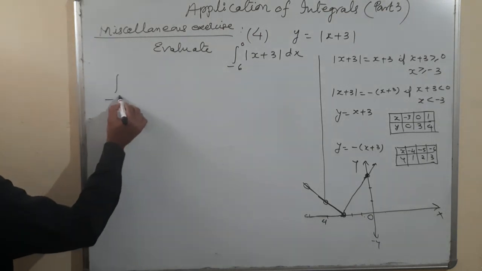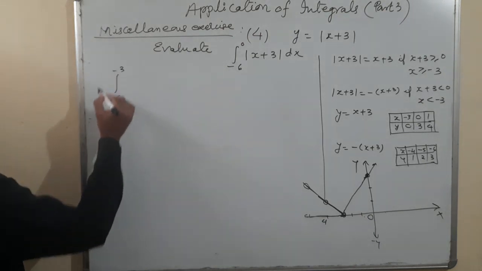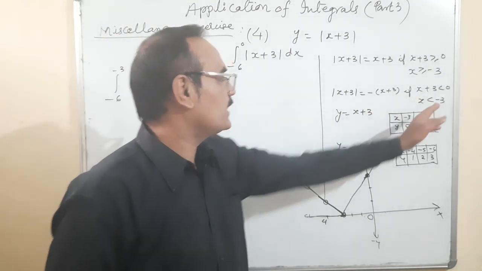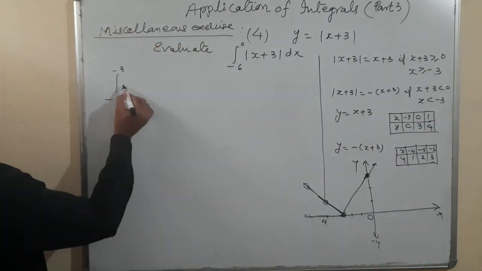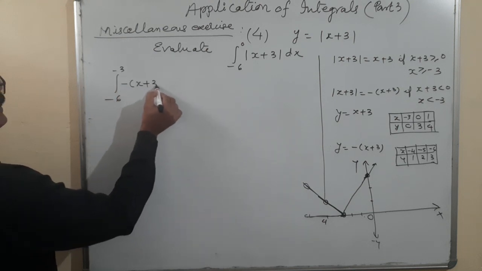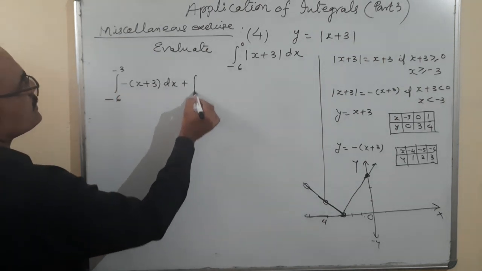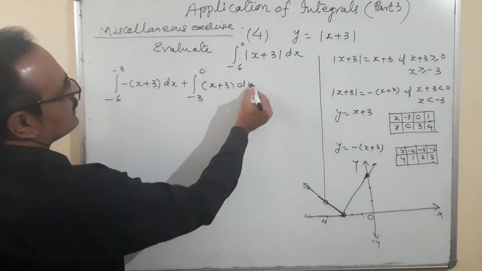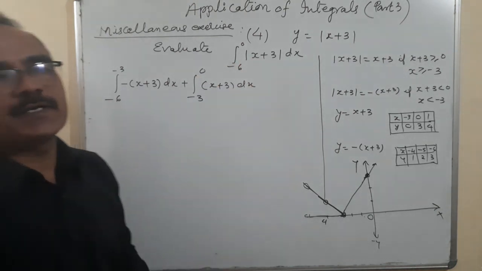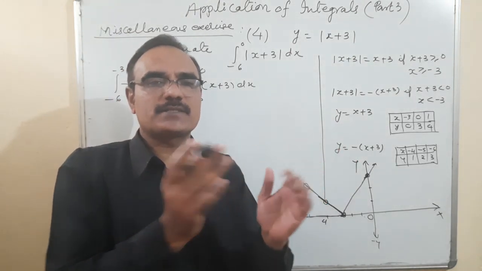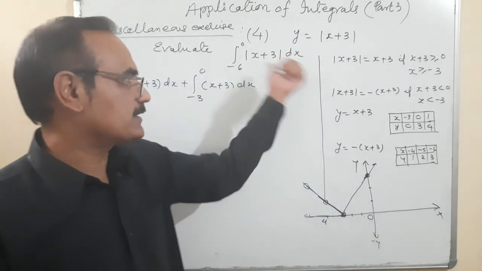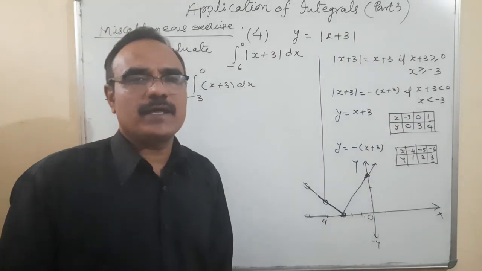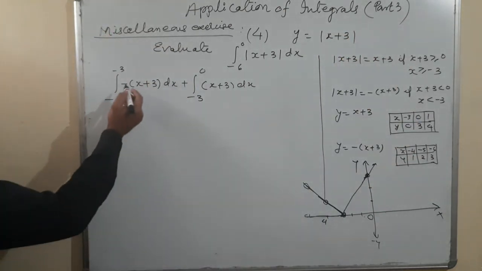So it is minus 6 to minus 3. Here x is less than minus 3, so we'll put minus x plus 3 dx, plus minus 3 to 0, x plus 3 dx. It is to be divided into two parts, minus 6 to minus 3 and minus 3 to 0. From minus 6 to minus 3 it is negative, and the rest of the term is positive because of the definition. We'll solve it.